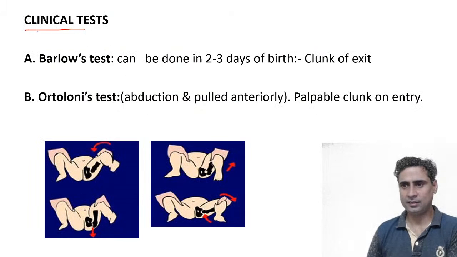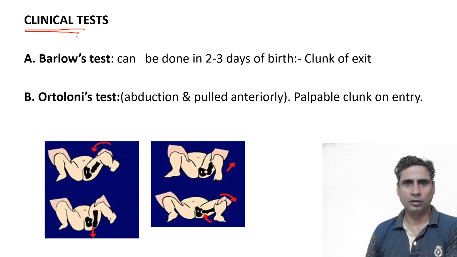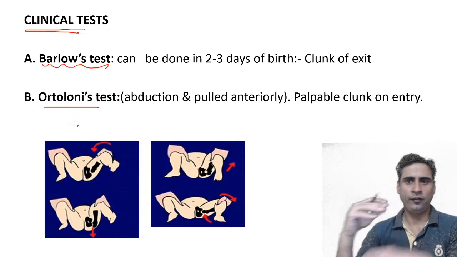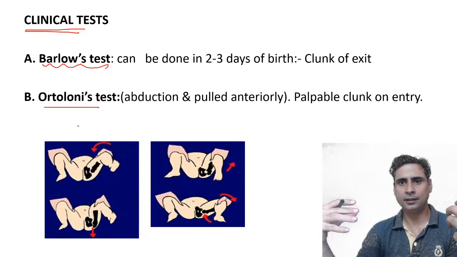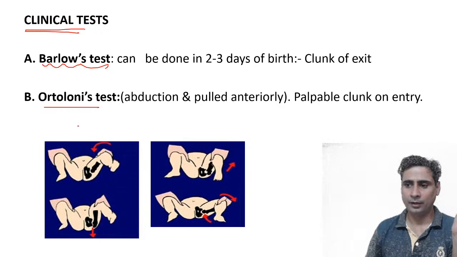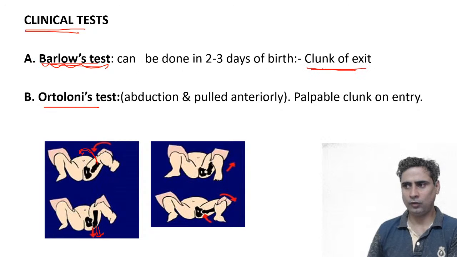Important clinical tests in your textbook: two important tests are described, Barlow's test and Ortolani's test. What we do in these tests, in flexed position of hip and knee, first we try to dislocate the hip by adducting the hip. So if we are doing adduction of hip, it may get dislocated. This is known as Barlow's test. So there will be a clunk of exit, either audible or palpable.